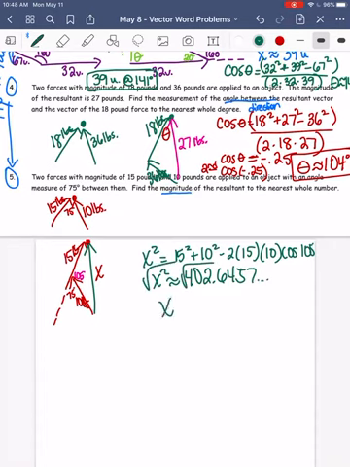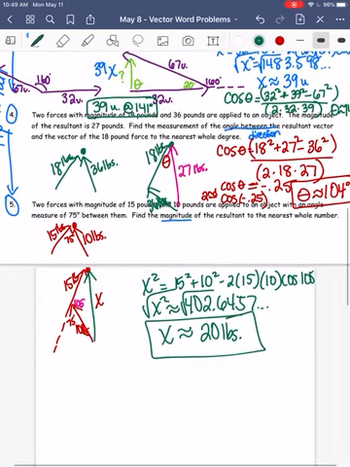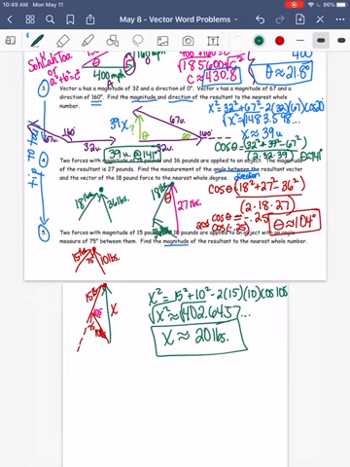And then we need to take the square root of both sides. So then x is approximately 20 units, or 20 pounds in this case. Okay, so those are your 3 homework answers. Number 3 was finding magnitude and direction. Number 4 was just finding the direction. And number 5 was finding just the magnitude. Okay.